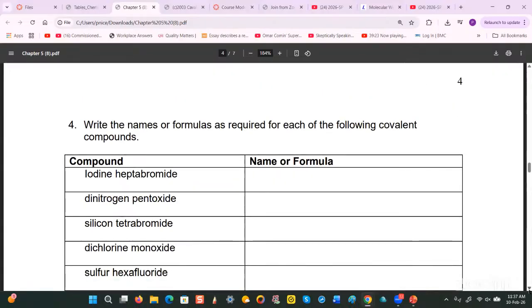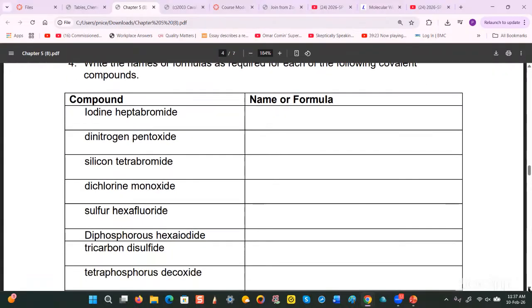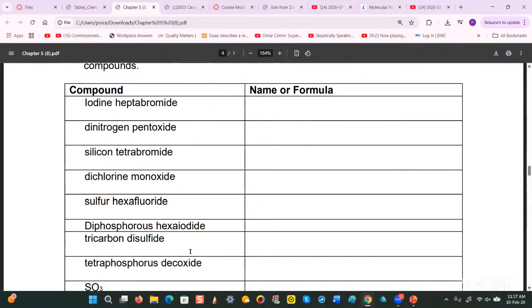Okay, so basically, we're going to apply what we just learned to answer these questions. They gave you the names first, and you're asked to write the formula, and then the second half is the reverse. So what would be the formula of iodine heptabromide? Iodine heptabromide. IBr. What does hepta mean? 7. IBr7. Okay, very good.